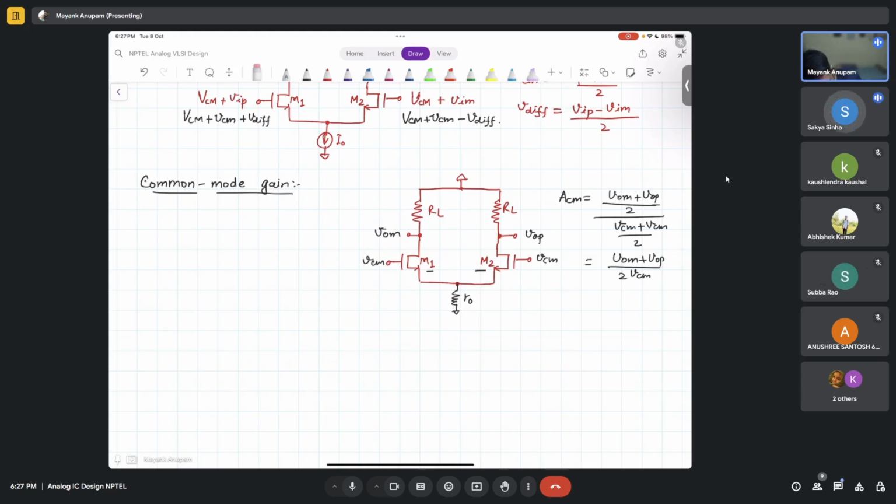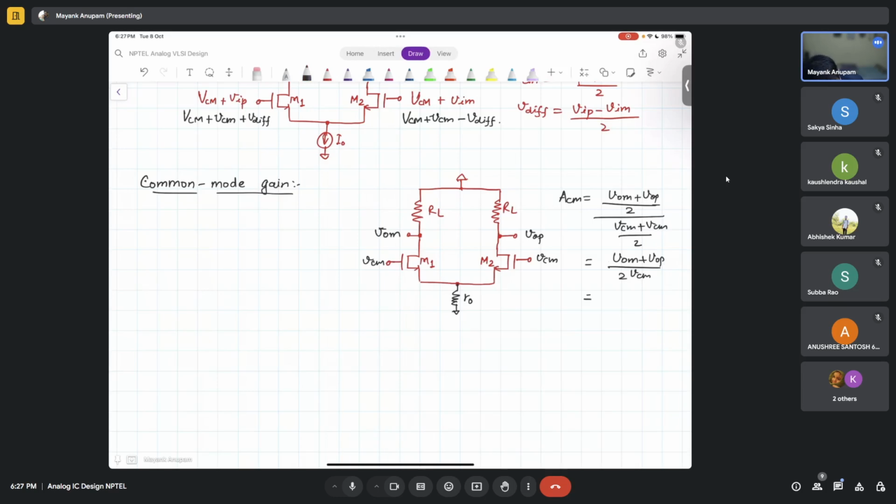I have applied the same voltage here, VCM, VCM. This is exactly the same. So tell me what will happen to VOP and VOM. Will they be the same or different? Yes, they will be the same, right? So VOM and VOP are essentially the same thing, right?